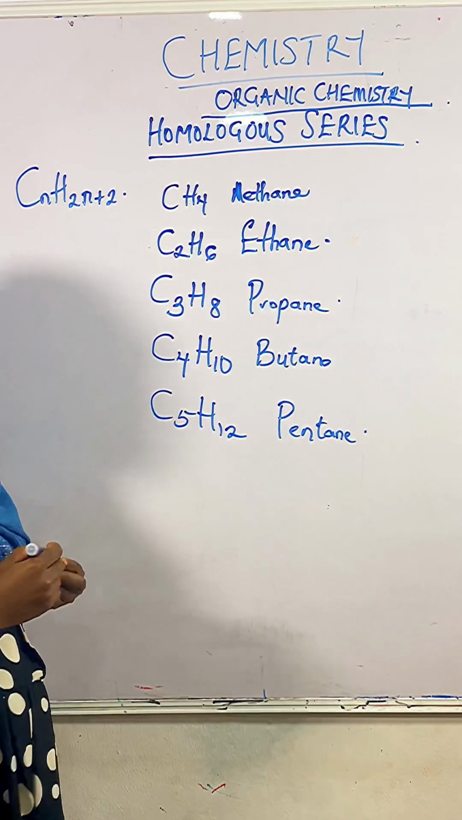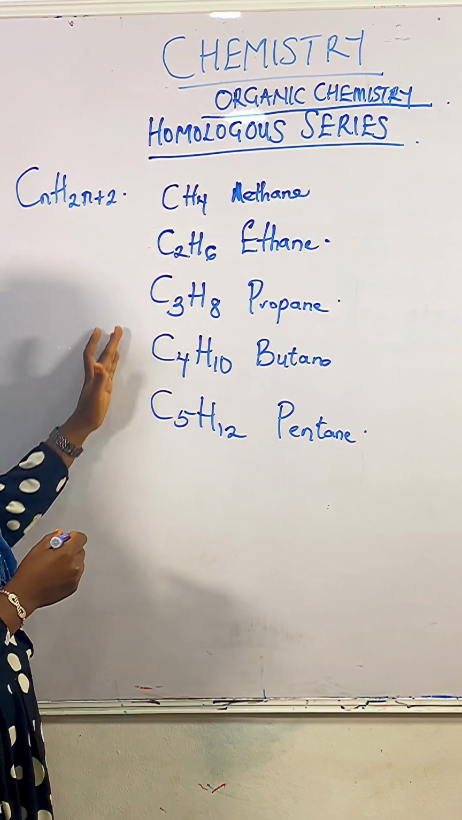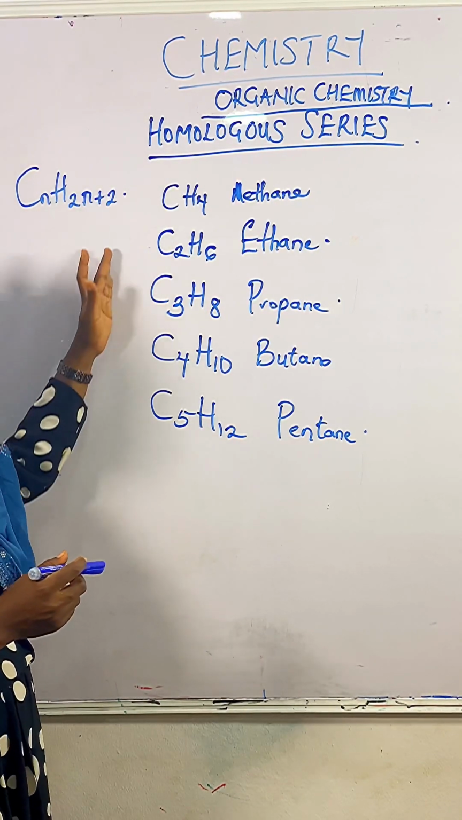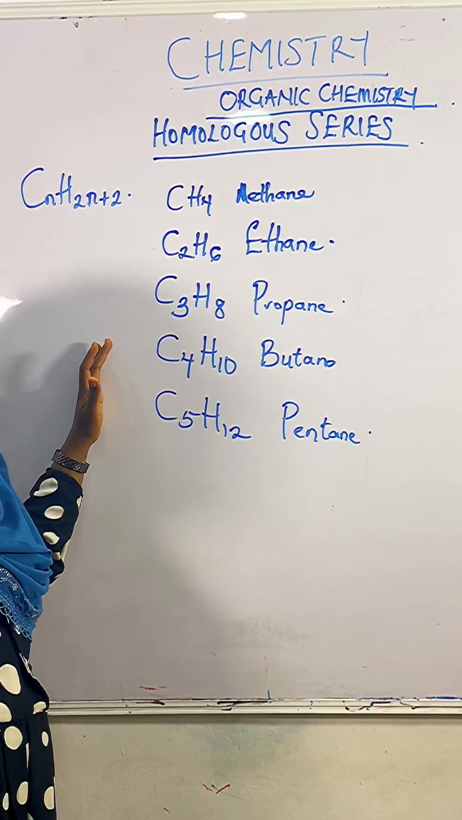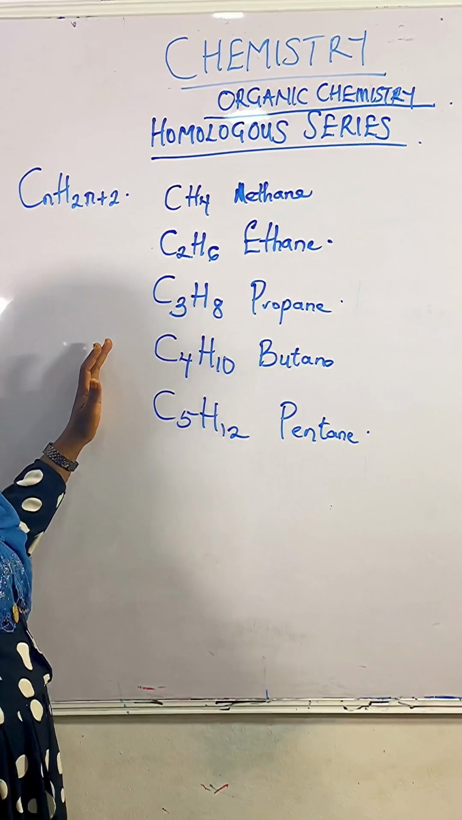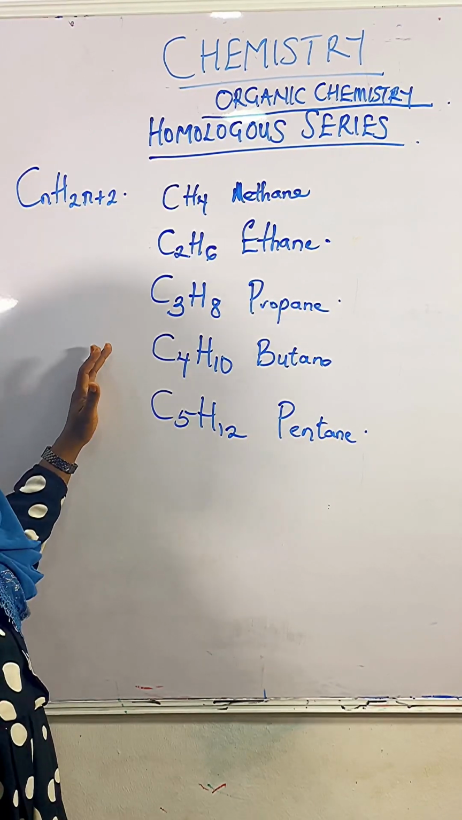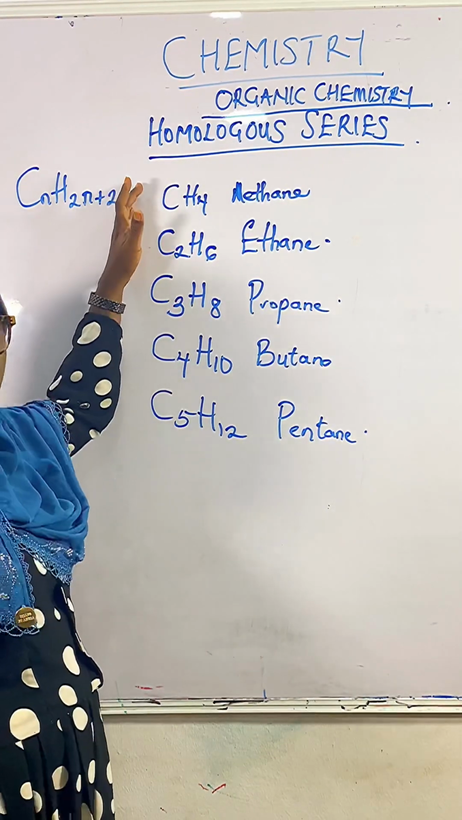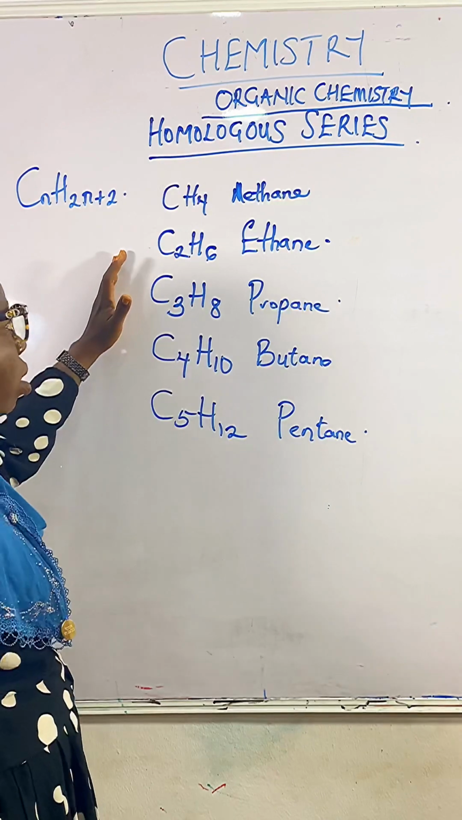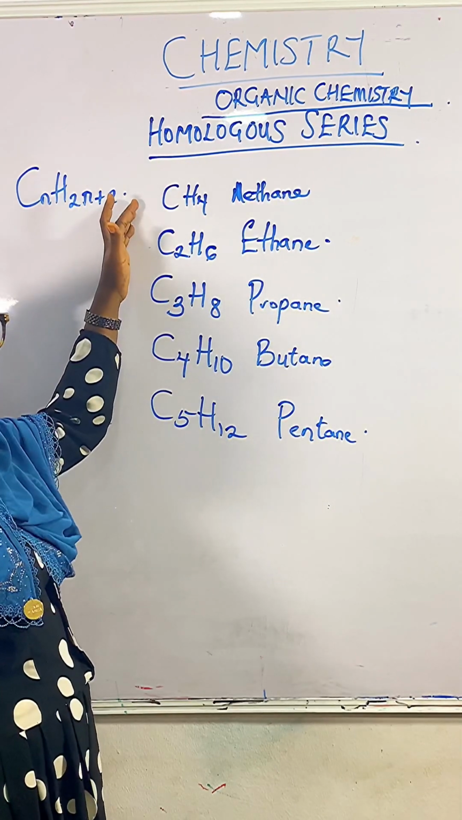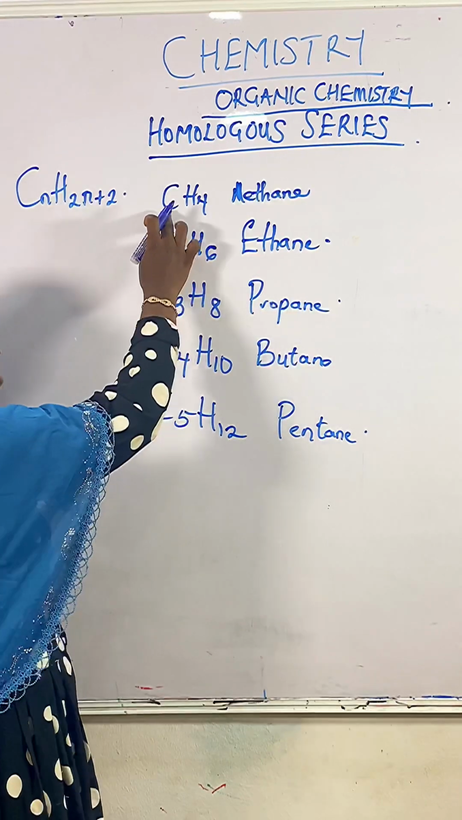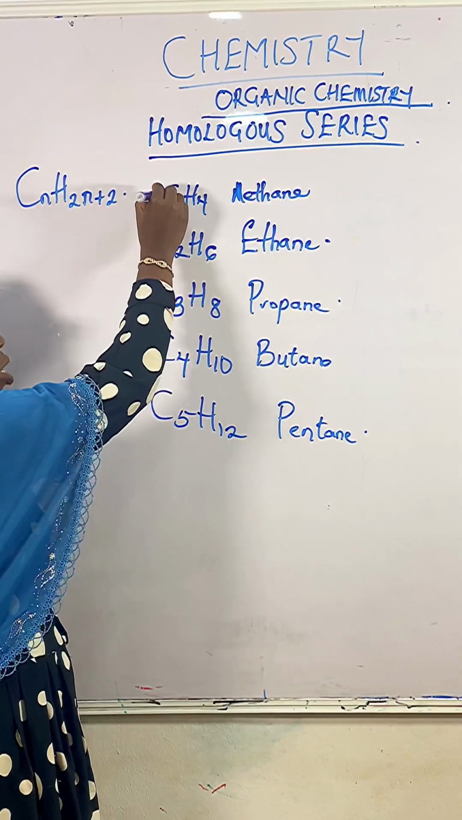Now, when you look at these members, there is a particular difference among these members of the alkane group. Can you guess what is different among them? What is different among these members is 1 carbon atom and 2 hydrogen atoms. What do I mean by that? I have 1 C here, I have 2 C here.